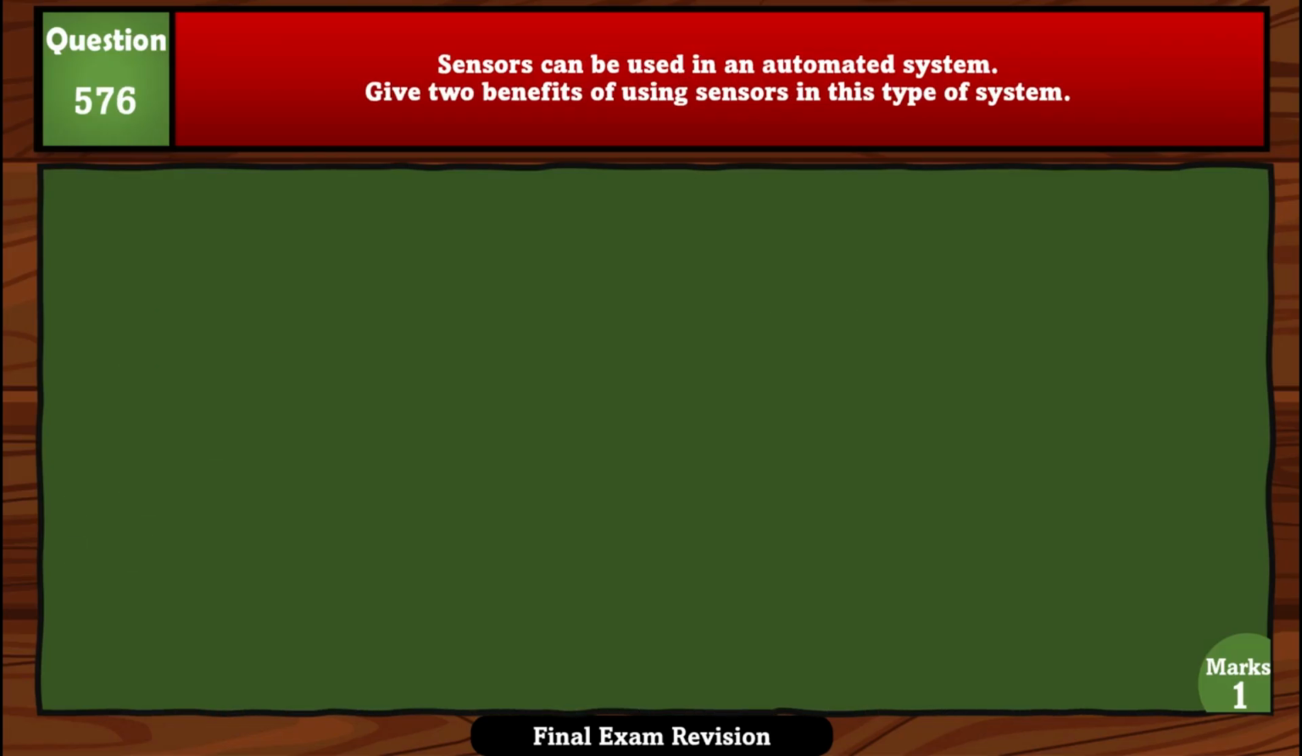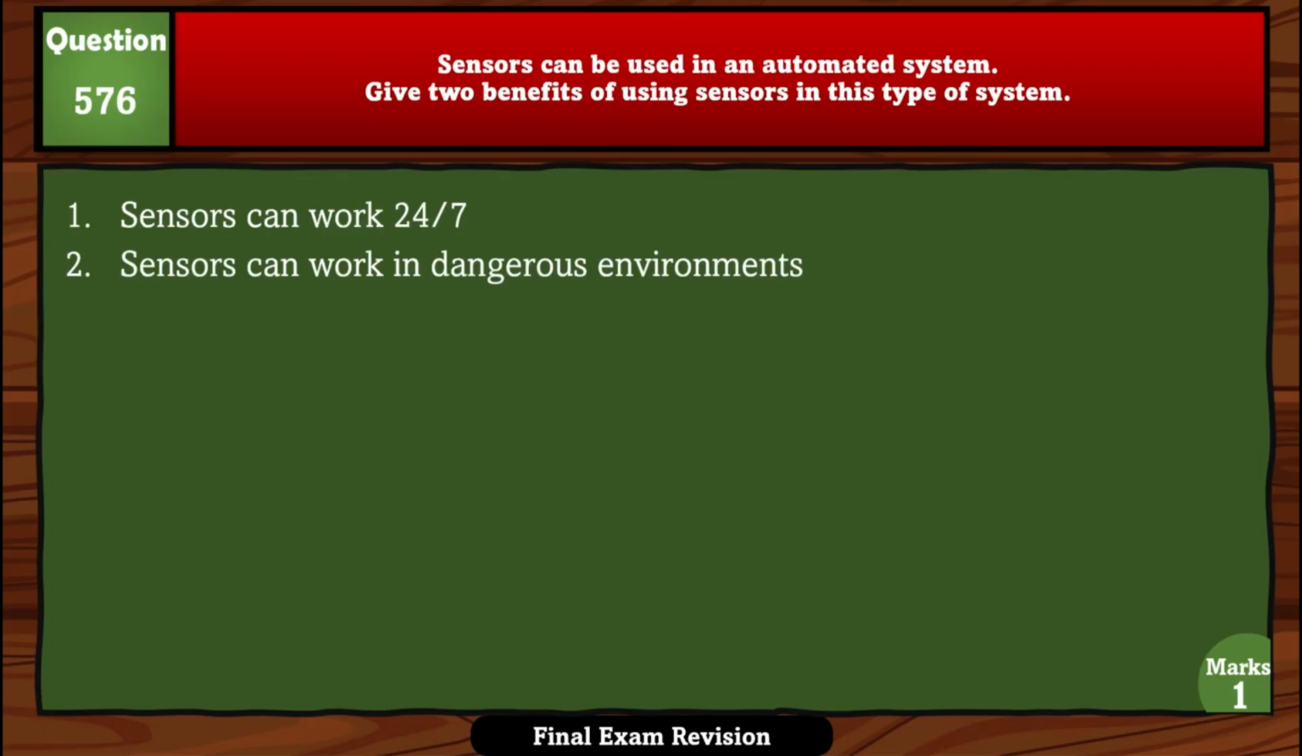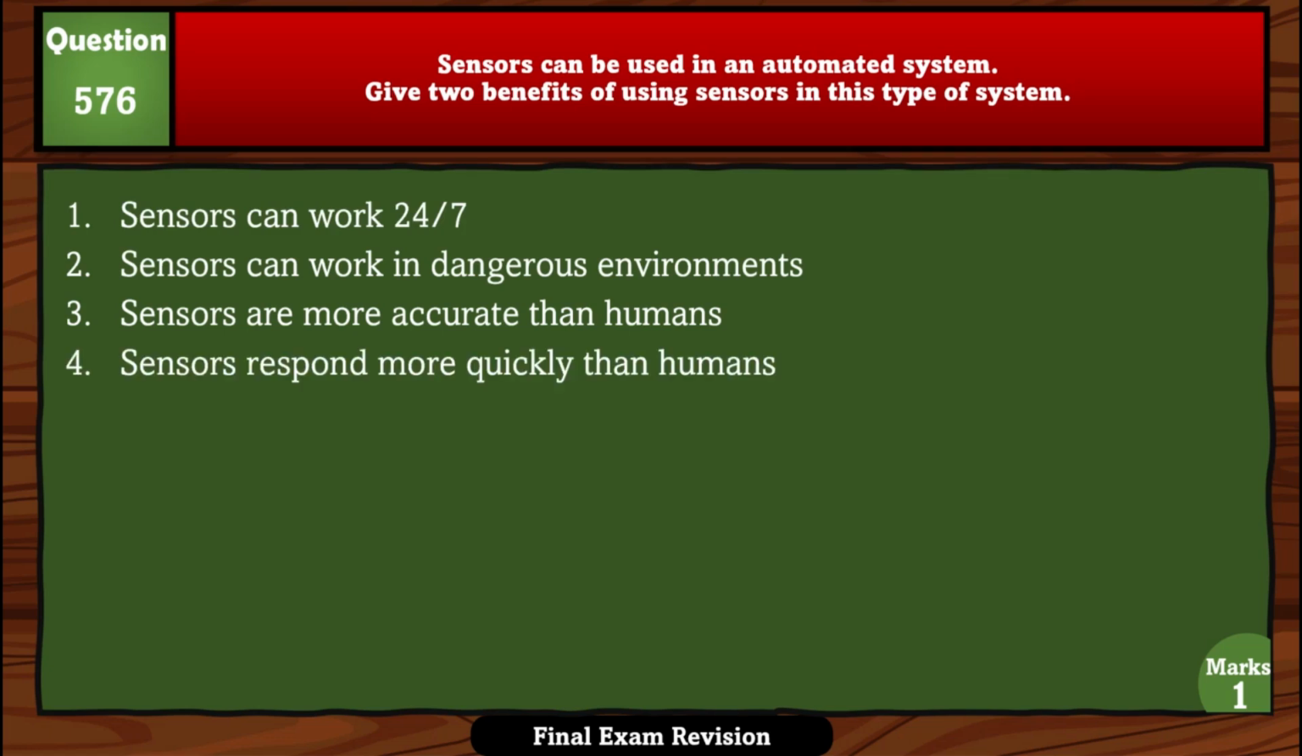Question 576. Sensors can be used in an automated system. Give 2 benefits of using sensors in this type of system. Sensors can work 24/7. Sensors can work in dangerous environments. Sensors are more accurate than humans. Sensors respond more quickly than humans.